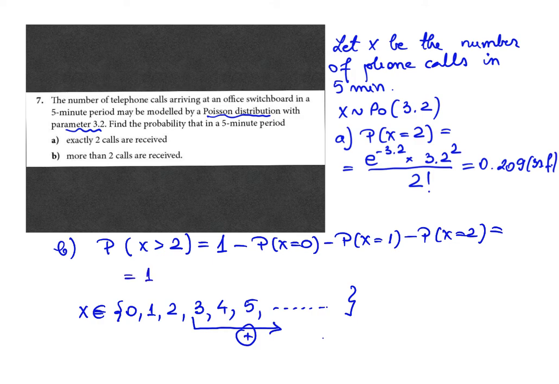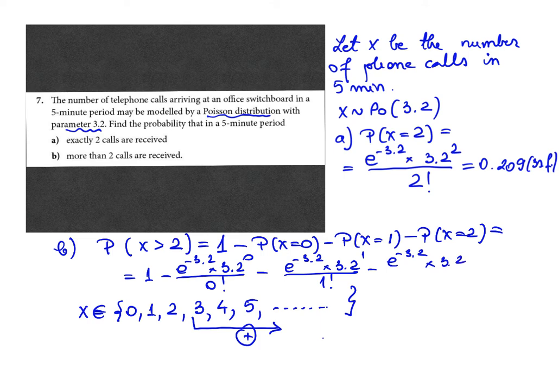Now for each of them, I'm going to write a formula. So e to the power of minus 3.2 times 3.2 to the power of 0 over 0 factorial. e to the power of minus 3.2 times 3.2 to the power of 1 over 1 factorial. And the third one, and I let you some time to complete the computations. So the answer that I get is 0.620 to 3 significant figures.